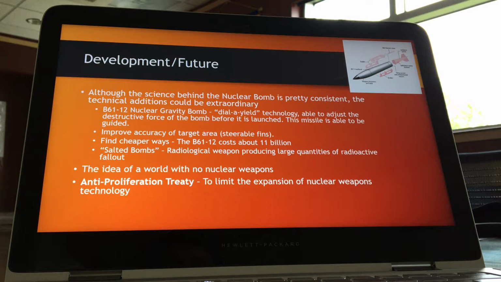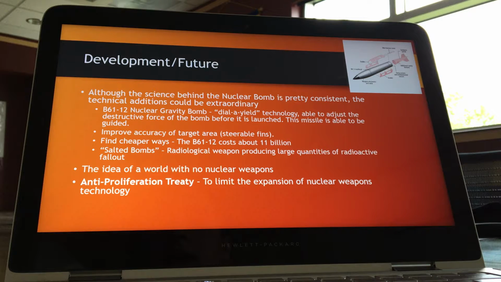Also, another area where the nuclear bomb could improve is the price. The B61-12 costs about $11 billion alone, which is quite expensive. And also, salted bombs, which are radiological weapons that produce large quantities of radioactive fallout, could be developed. No one has made one of these yet, but the science is there. Pretty much the explosion isn't as strong, but the radioactive material is what the punishment of that bomb would be.